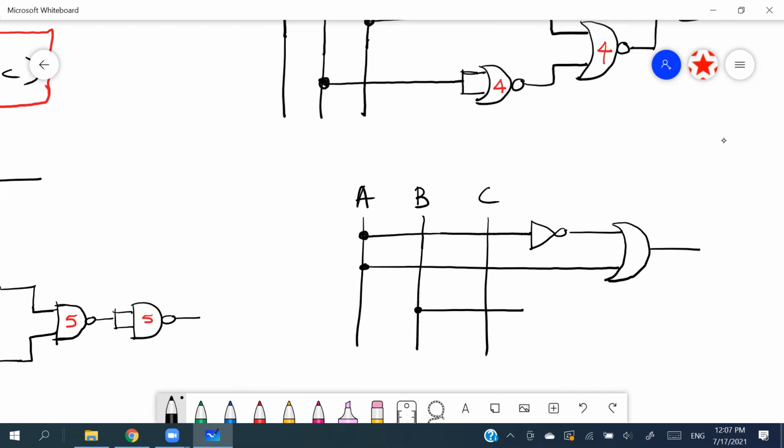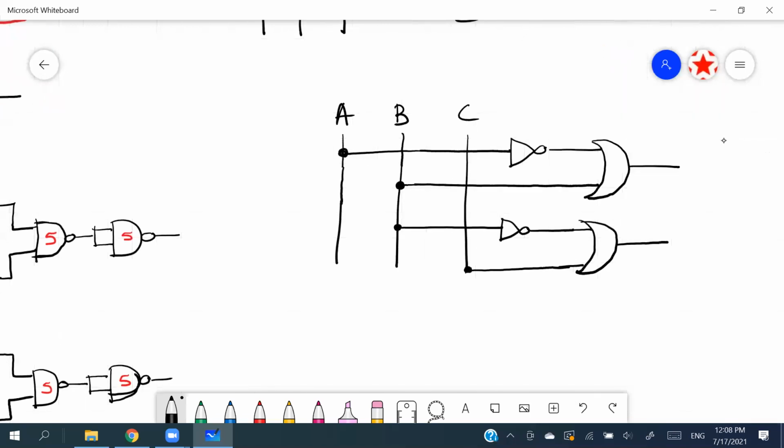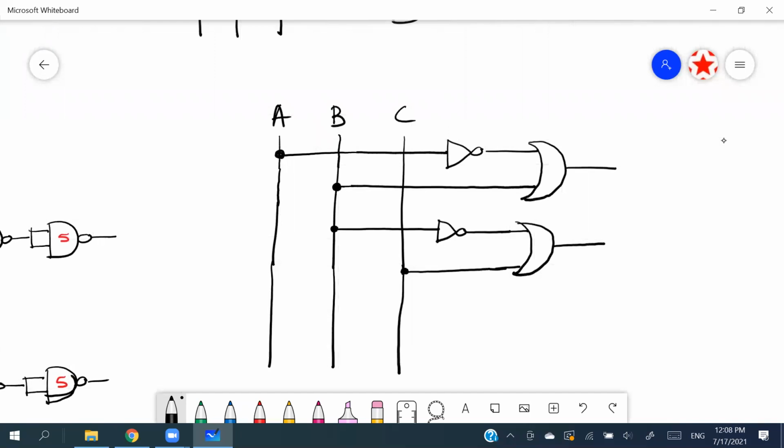It's going to be A bar. B bar plus C. So this is B bar and this is C. Right, later we send it through the AND gate.